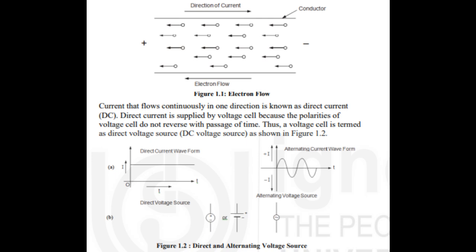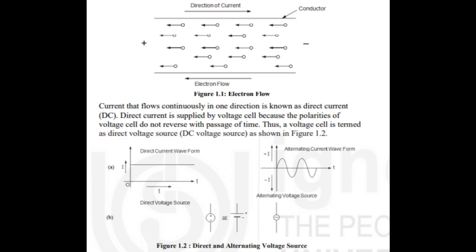Current that flows continuously in one direction is known as direct current, DC. Direct current is supplied by a voltage cell because the polarities of a voltage cell do not reverse with passage of time. Thus, a voltage cell is termed a direct voltage source, or DC voltage source, as shown in figure 1.2. Figure 1.2, direct and alternating voltage source.